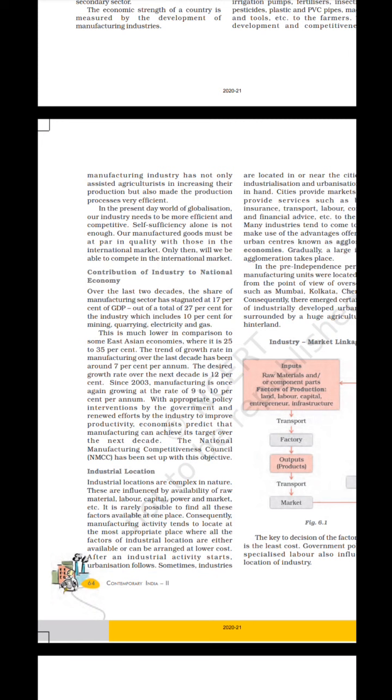Industry market linkage: inputs, raw materials and or component parts, factors of production, land, labor, capital, entrepreneur, infrastructure, transport, factory, outputs, products, transport, market, money. Take a look at figure 6.1. This is the process of industry market linkage. The key to decision of the factory location is the least cost. Government policies and specialized labor also influence the location of industry.